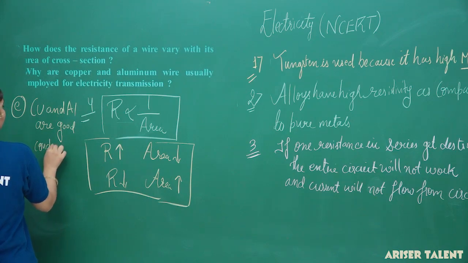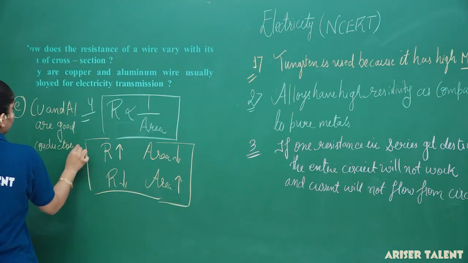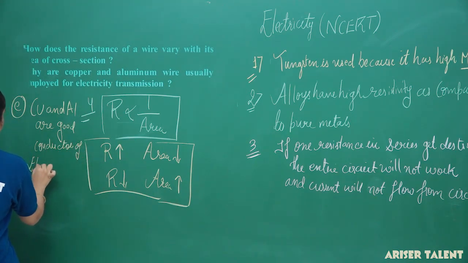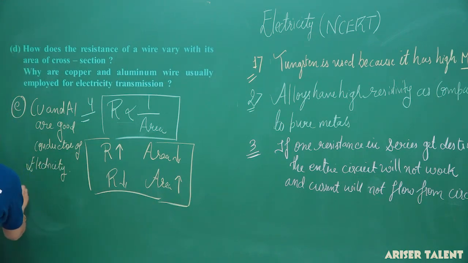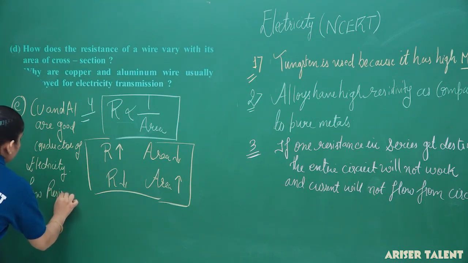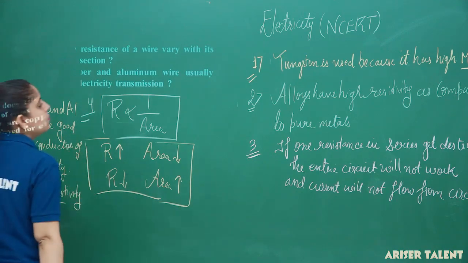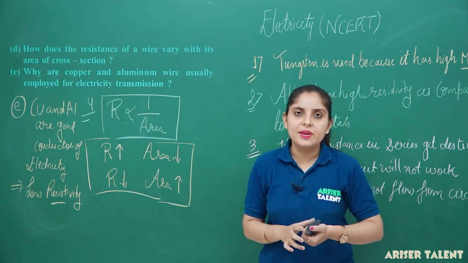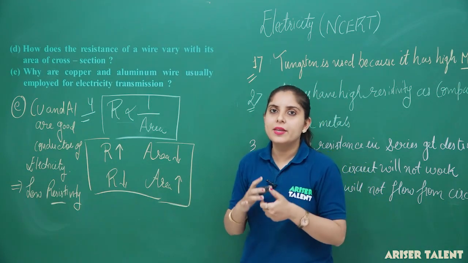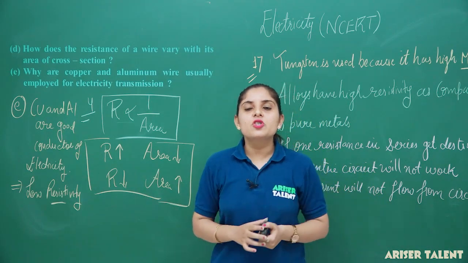So the reason behind that is, copper and aluminium are good conductors of electricity. And another factor is they have a low resistivity. So this is the reason behind that. So this is your reason type question from your chapter Electricity. These questions are also very important. So these questions are over here.